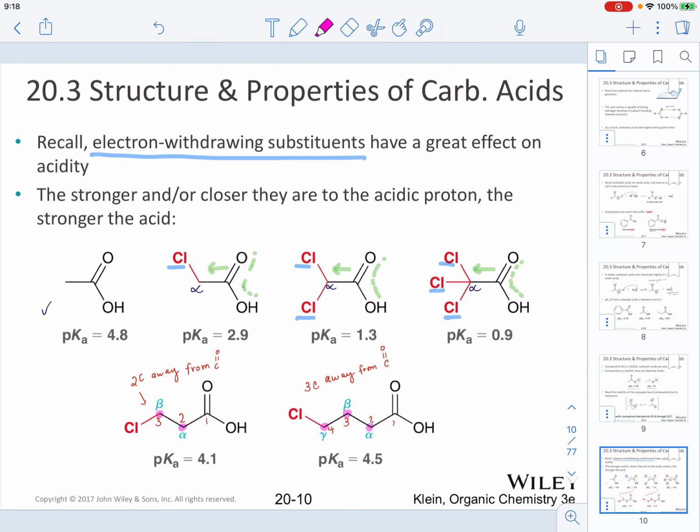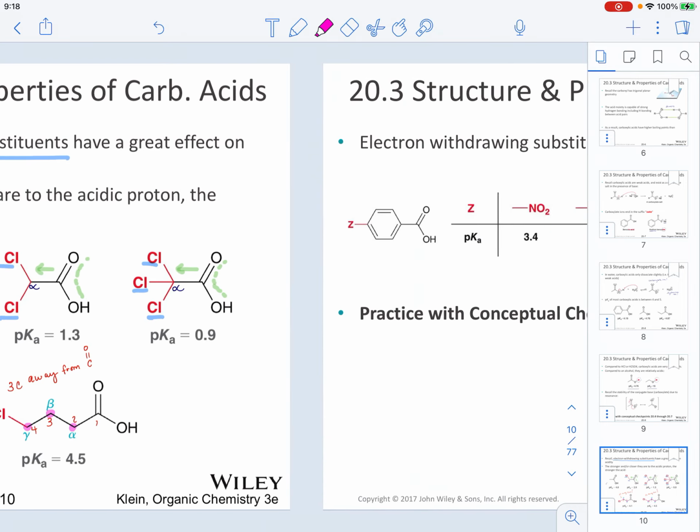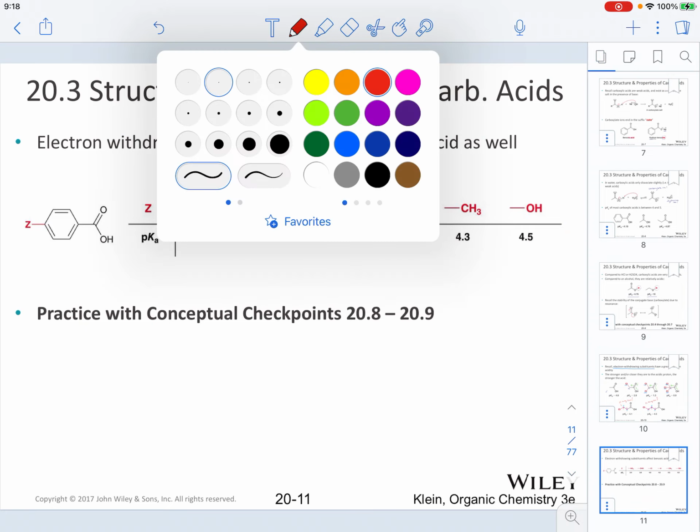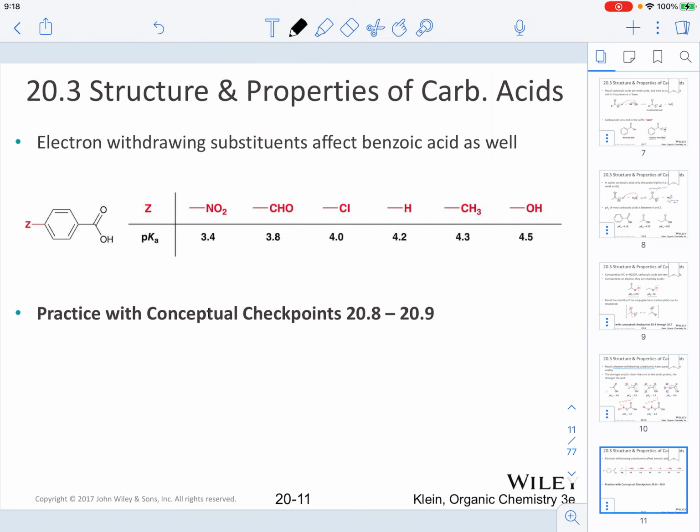As you can see, as that electron withdrawing group is more separated from our C double bond O, the effects are not going to be as great as being close to the C double bond O in terms of the pKa. When it comes to electron withdrawing group effects, they can also happen at the level of benzoic acid. So electron withdrawing substituents affect benzoic acid as well.